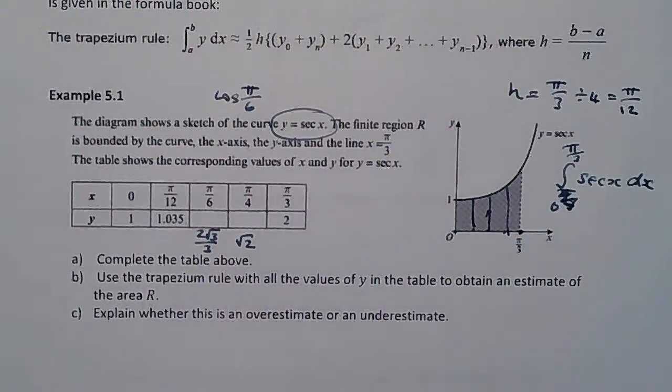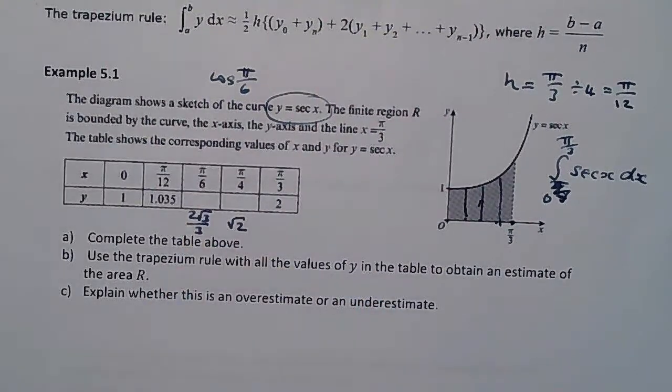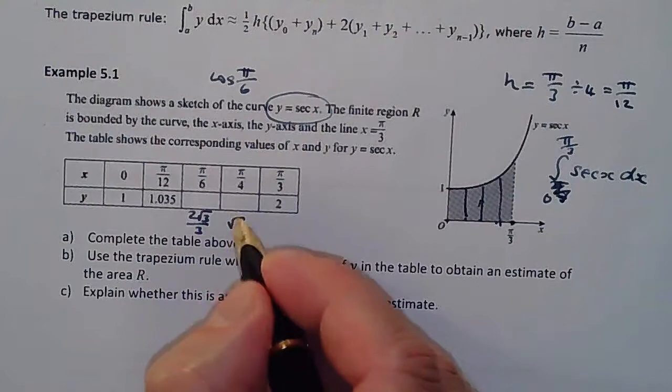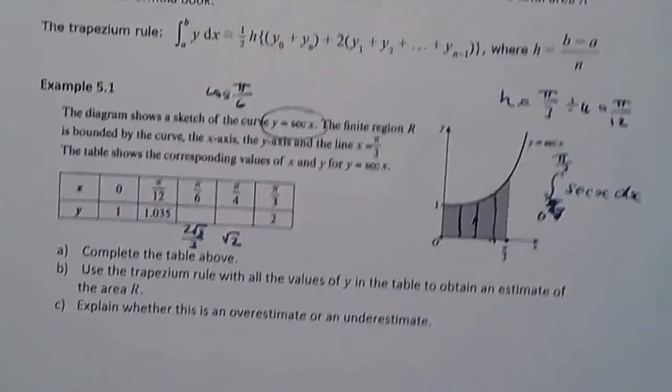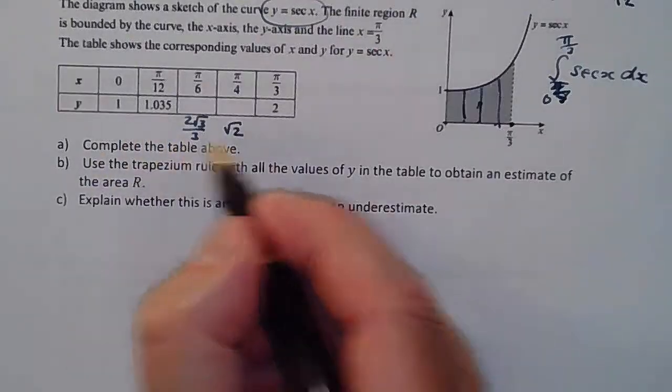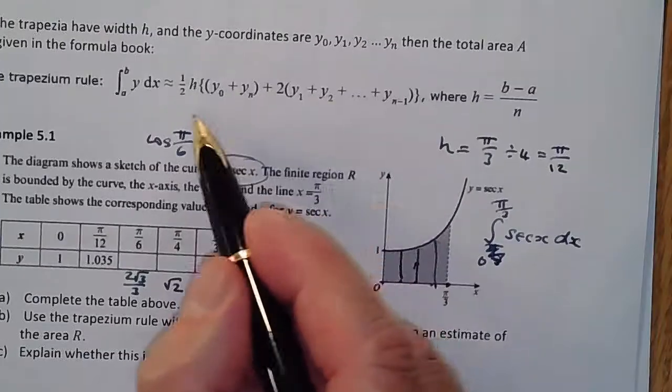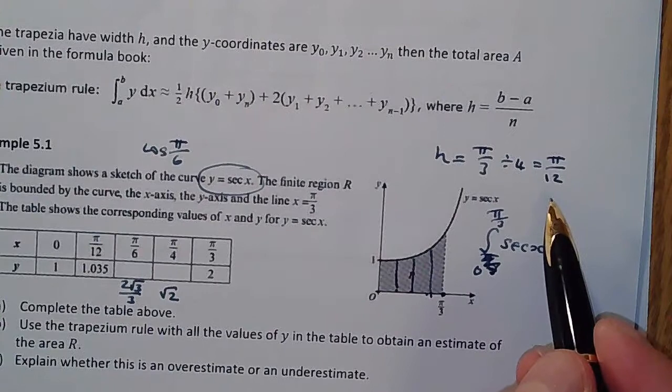So complete the table above. It doesn't say put them into 4 significant figures. I've written them below because my writing's too big to fit into those boxes nicely. So now we've got to use the trapezium rule. So what I've got here is all my y values. So I'm just going to do this calculation here. I've already got my h is pi by 12.